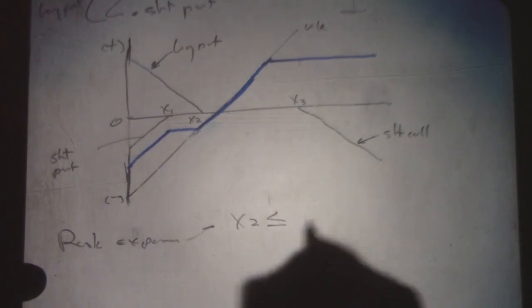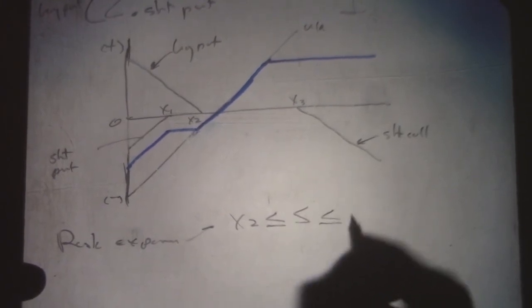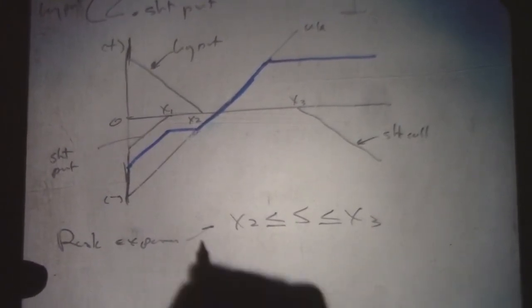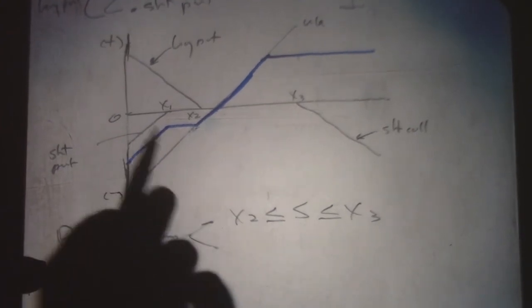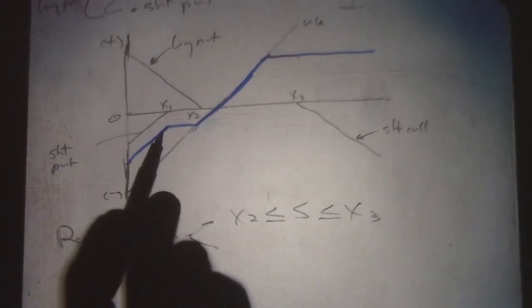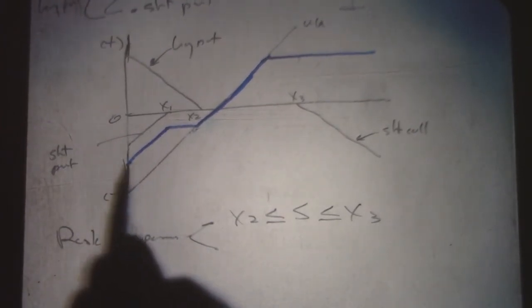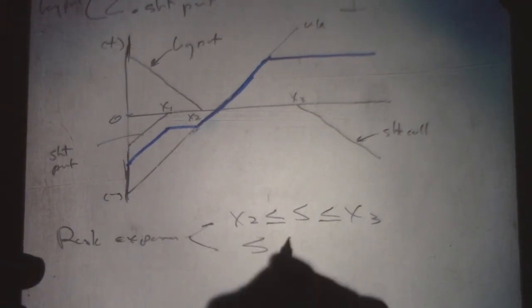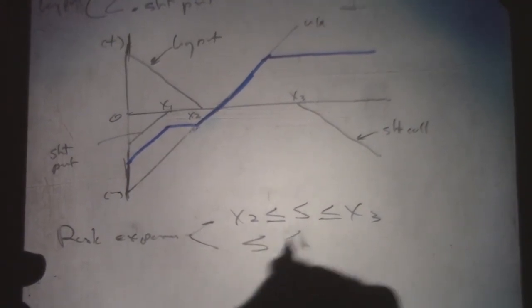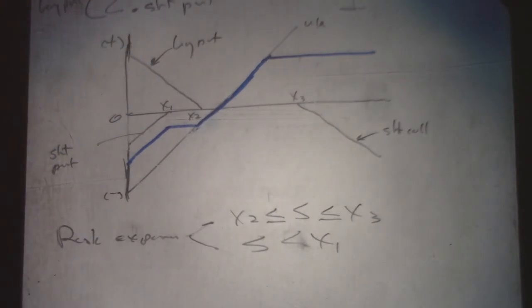Between X2 and X3. Where else? If the spot price is less than X1. It's right there. I'm just reading off the diagram, right? And so what's the pro?